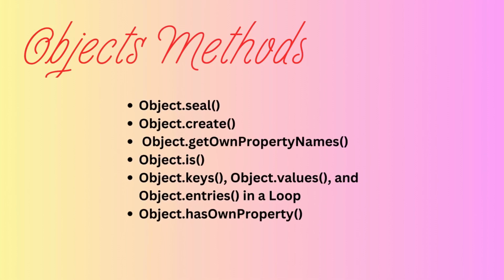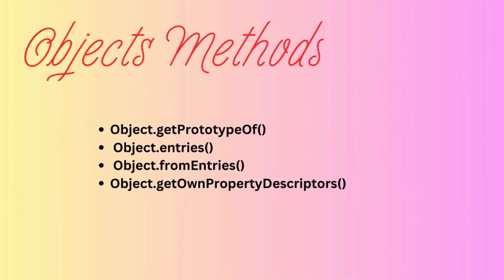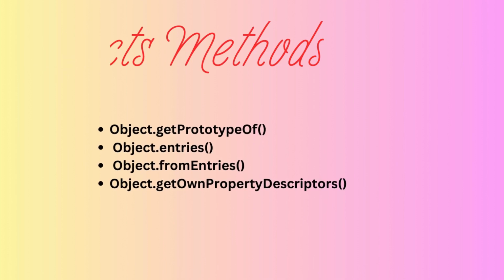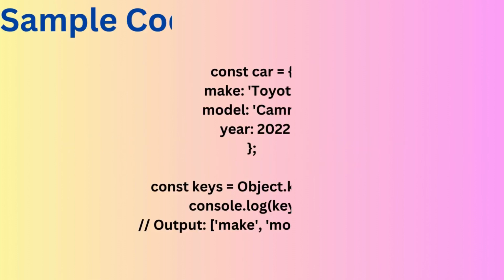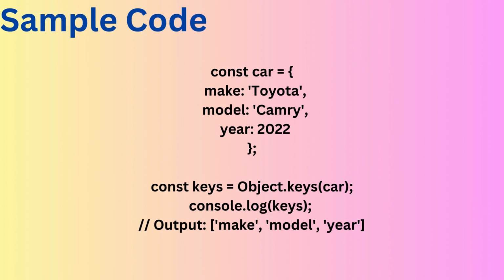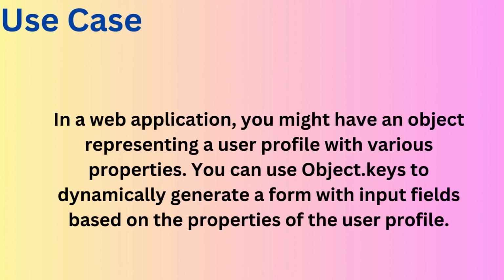Object with examples and use cases. Please check the sample code provided for each method. Object.keys returns an array of a given object's own enumerable property names. Use case: in a web application, you might have an object representing a user profile with various properties. You can use Object.keys to dynamically generate a form with input fields based on the properties of the user profile.